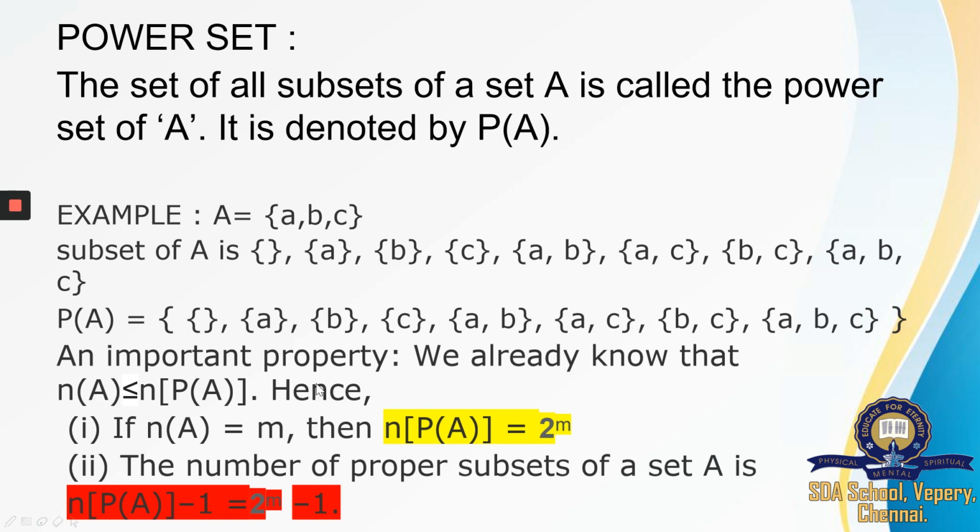And then furthermore, if n of A equals m, so basically you consider n of A to be m, where m stands for any number, then this is an important property, students. We can say n of P of A is equal to 2 power m. Can we prove this? Yes, we can. The second important property is that the number of proper subsets of a set A is n of P of A minus 1, which is equal to 2 power m minus 1. So let us study this in depth.